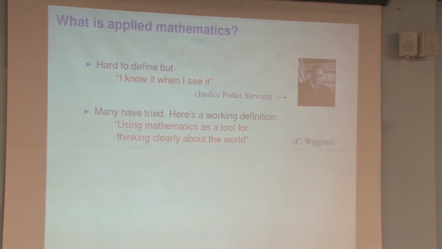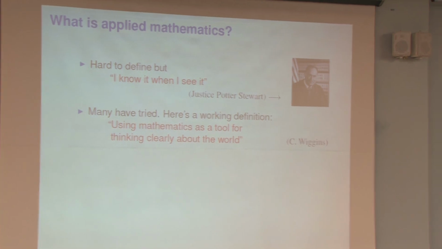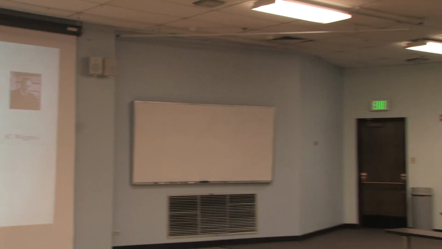Okay, but now, lots of people have tried to define what applied mathematics is, and I don't want to advocate any one particular definition, but I think this is a decent working definition. I read it: using mathematics as a tool for thinking clearly about the world. I think that's a pretty good start, and I'll try to flesh this out as we go along.